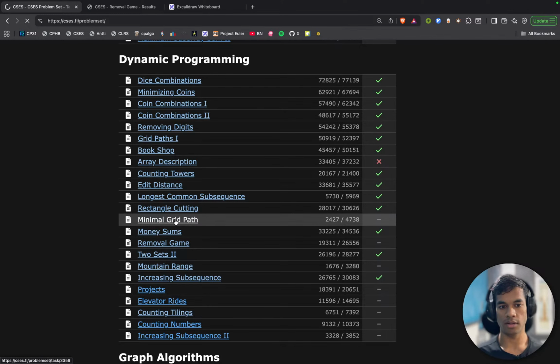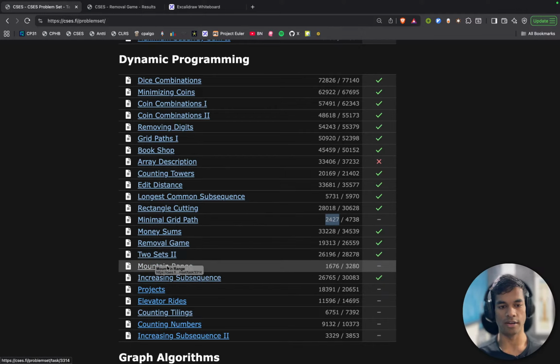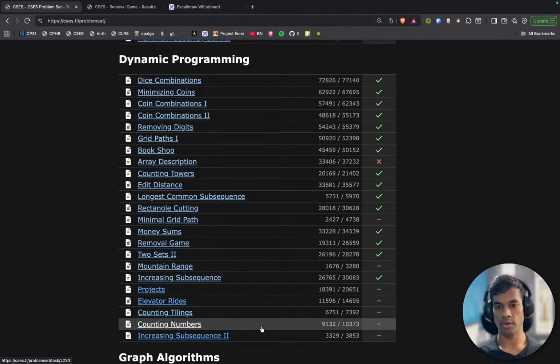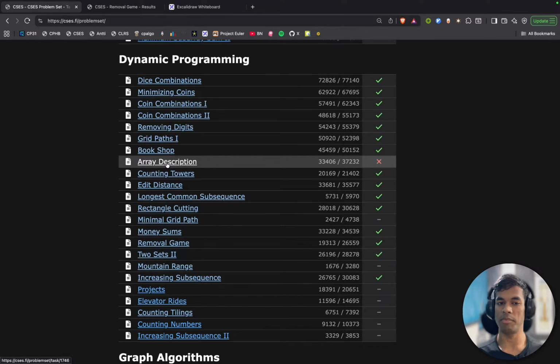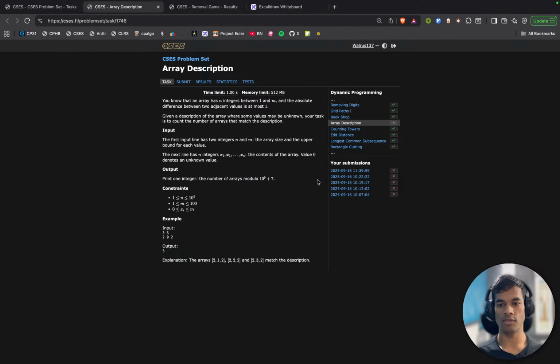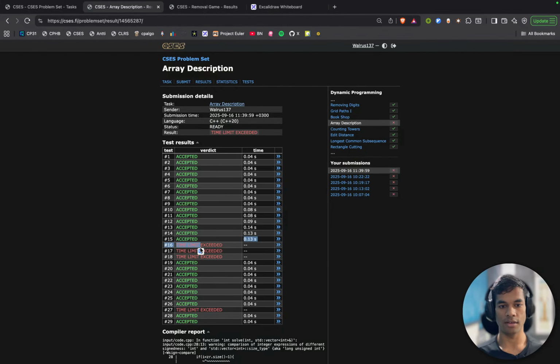Minimal grid path seems like something I've read about in the C. I think there is a minimal grid path question in that competitive programmer's handbook. But why have only 2,400 people been able to do this? No, this is the hardest question. Mountain range. And now there are only difficult questions left except this. I don't know why. I think I'm not even using a dynamic programming approach in this one because I'm getting a time limit exceeded error here.